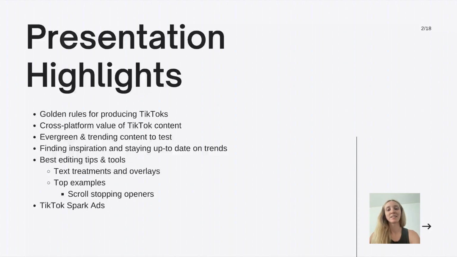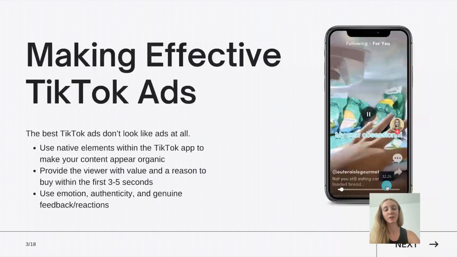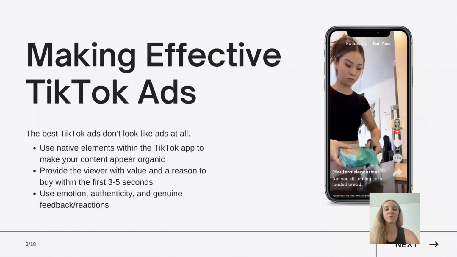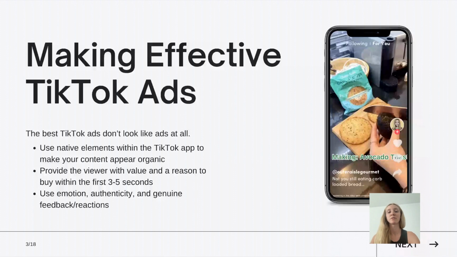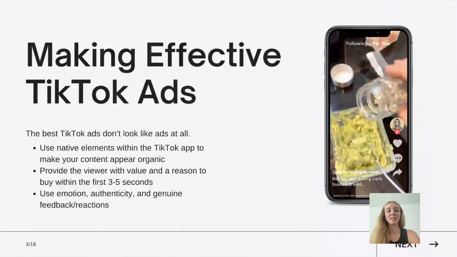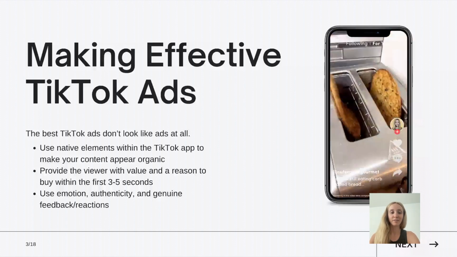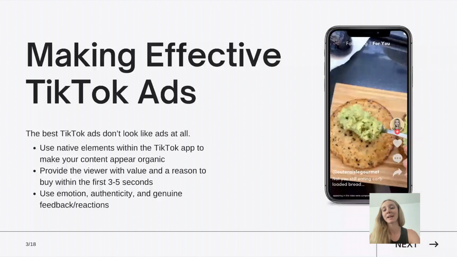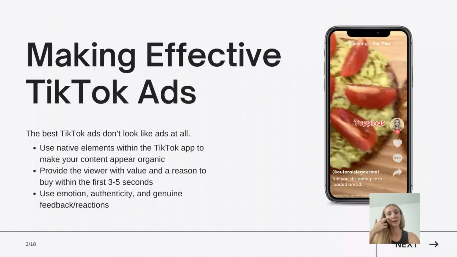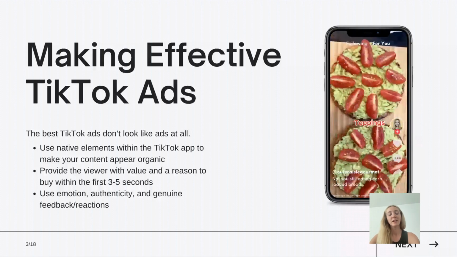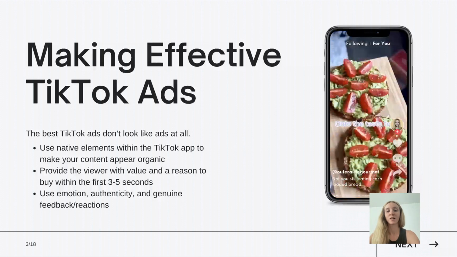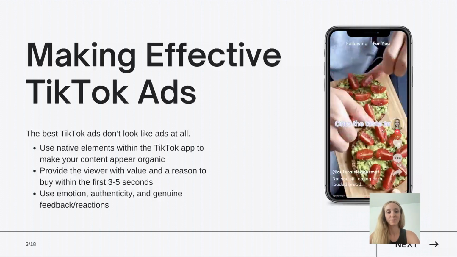So making effective TikTok ads. So this is one of my creators, Winter, on my team. We created this for my client, Outer Isle, and it is a demonstration of how we use the cauliflower sandwich tins to make a really great sandwich. And so as you can see from this ad, the best TikTok ads don't look like ads at all. It's using native TikTok text, transitions, filmed with a camera, filmed in her apartment. It's not in a studio. So using native elements within the TikTok app to make your content appear organic, like the text overlays.